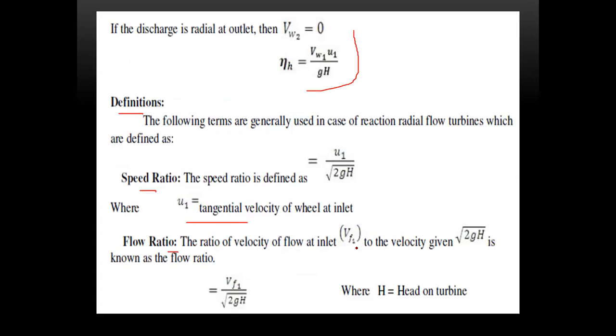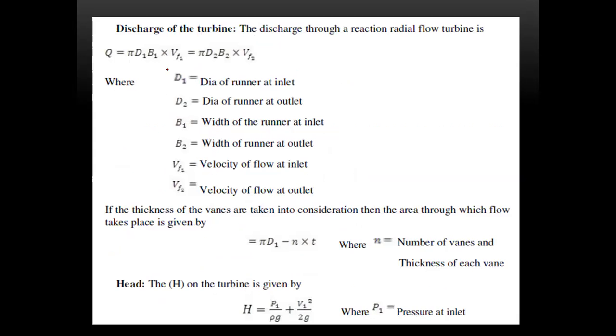The flow ratio, this one, right? Next, discharge of the turbine. The discharge of the turbine through the radial flow direction is Q equals pi D1 B1 into Vf1, which equals pi D2 B2 into Vf2. So these are the notations for that. The head is given by H equals P1 by rho g plus V1 square by 2g, that is, head equals potential energy plus kinetic energy.